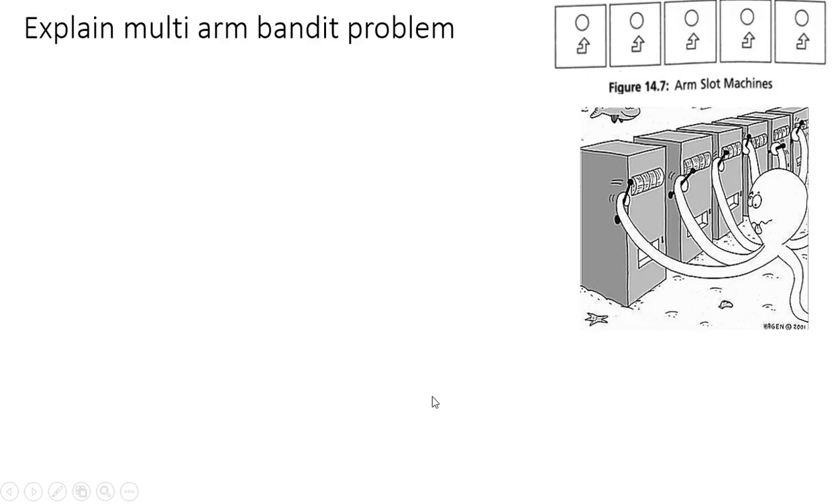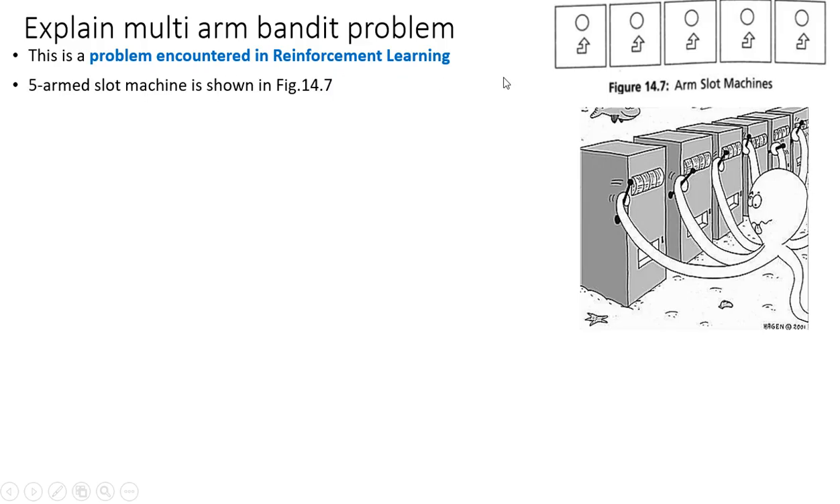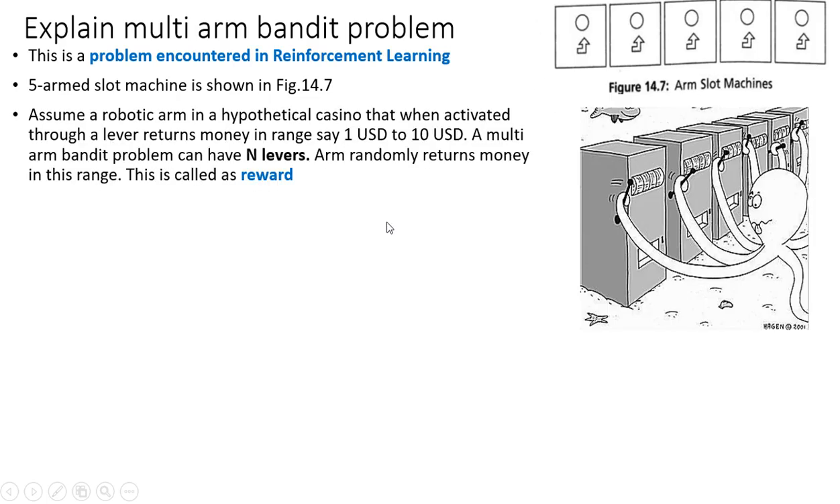Now this is a very common question. Explain the multi-arm bandit problem in reinforcement learning. This is a major problem encountered in reinforcement learning. Let's understand this with an example. This is a 5-arm slot machine which we normally see in a casino. So let's say in a gaming parlor we have 5 machines like this.